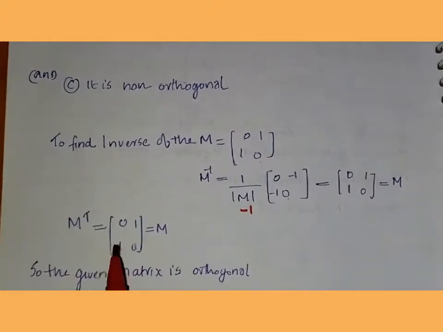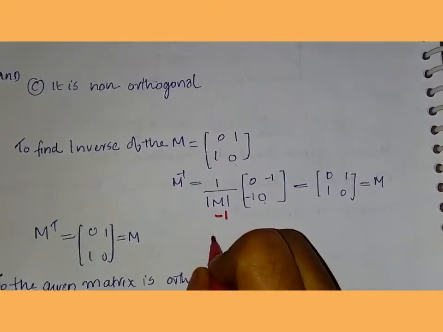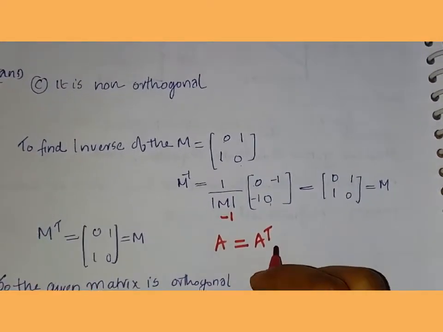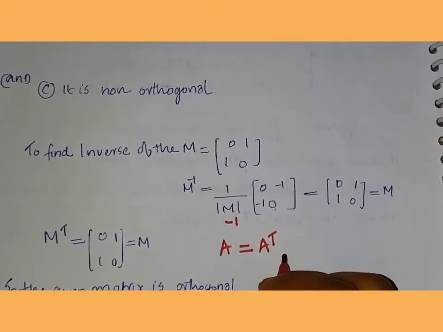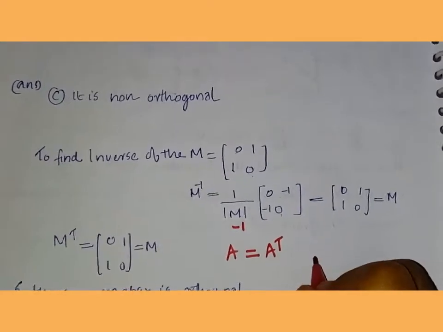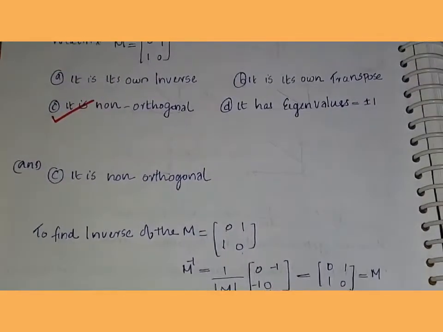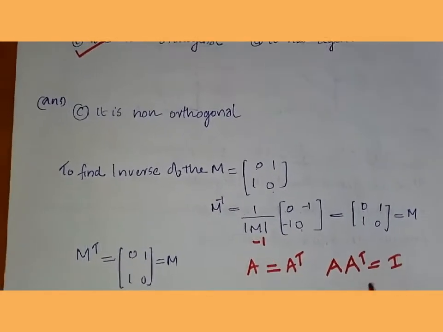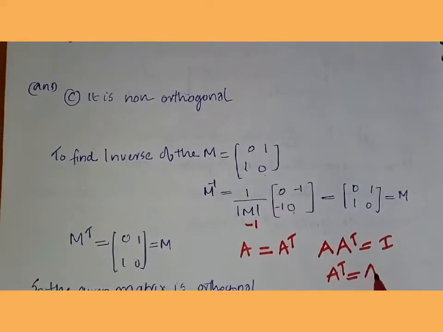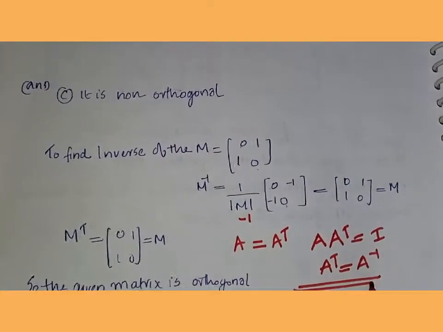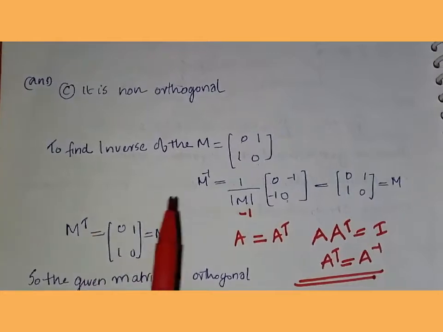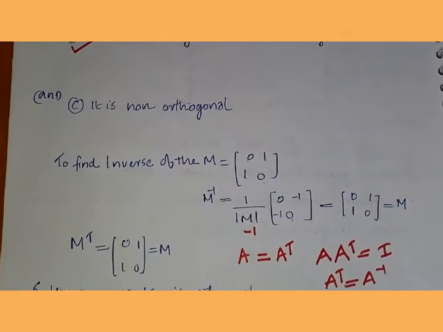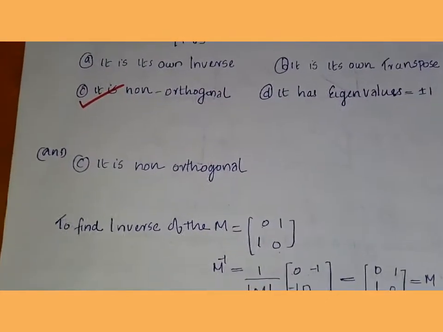Here we get the idea that M transpose is equal to M. Whether a matrix A which is equal to A transpose is a symmetric matrix. Okay. We have to tell about that A into A transpose equal to I. Then A transpose should be equal to A inverse. This statement is for an orthogonal matrix. Here we get that A transpose should be equal to A inverse, that is, the matrix is orthogonal. So the statement C is incorrect.